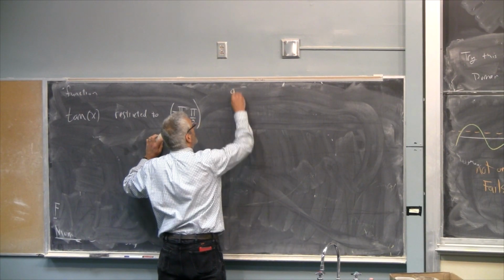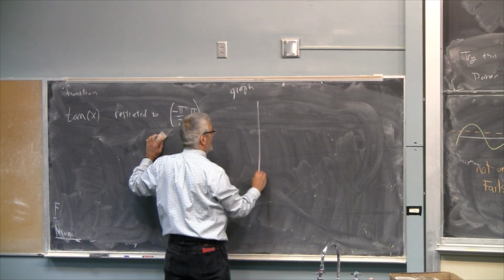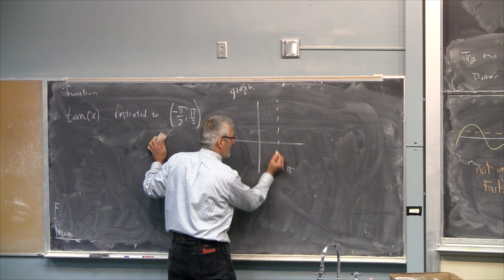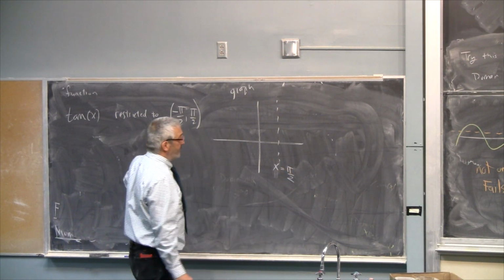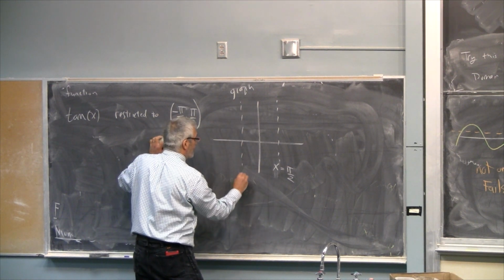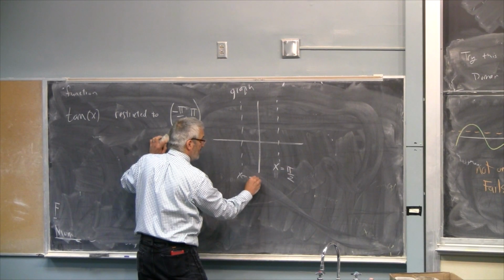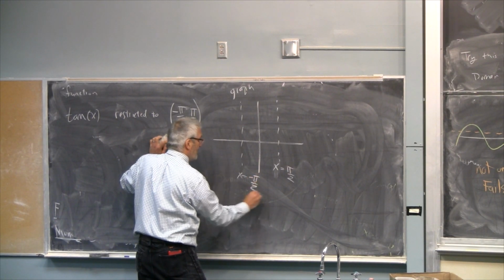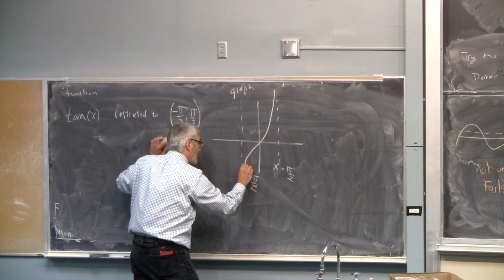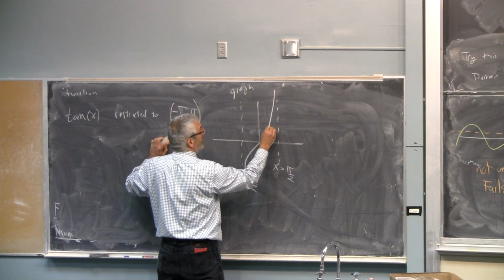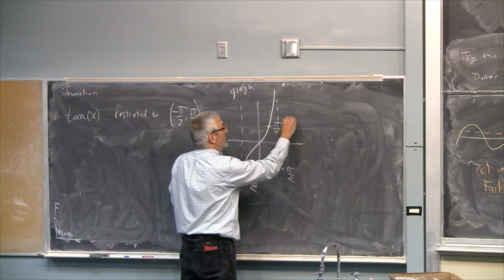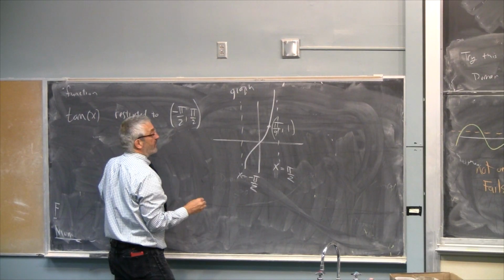So the graph looks like this. It has a vertical asymptote at x equals pi over 2. It has another vertical asymptote at x equals minus pi over 2. And it looks like this. It goes through pi over 4 comma 1 because tangent of pi over 4 is 1. And it goes through negative pi over 4, negative 1.